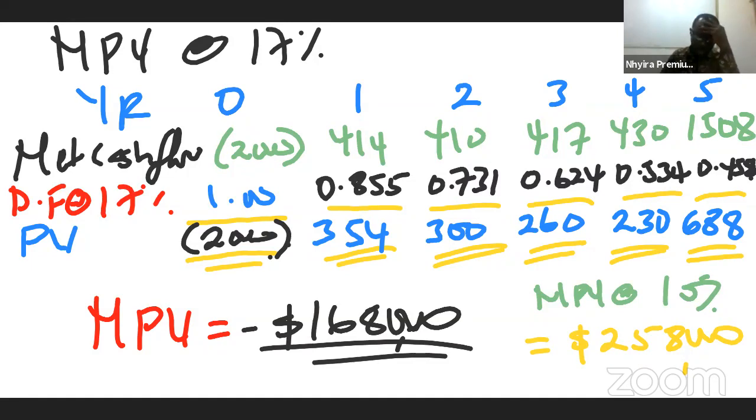So, now we have the two NPVs. Now the question is, which one is going to be the A, which one is going to be the B? Always the highest discount factor is going to be the B, and then the lowest is going to be A. So NPV A is going to be the lower discount rate with the positive NPV, and NPV B will be the higher discount factor. So 168 will be NPV B, whilst 258 will be NPV A.